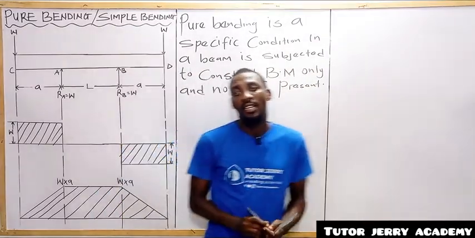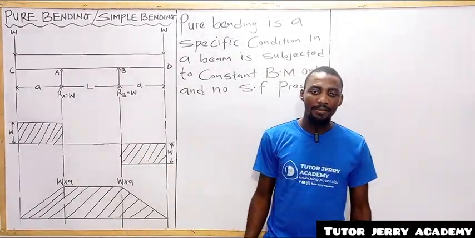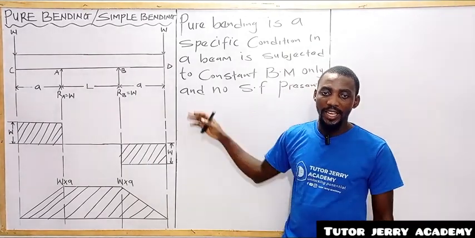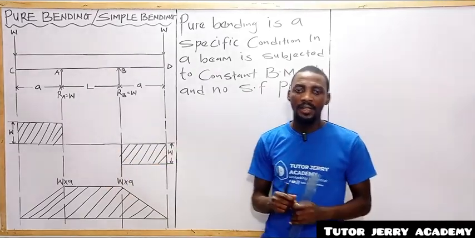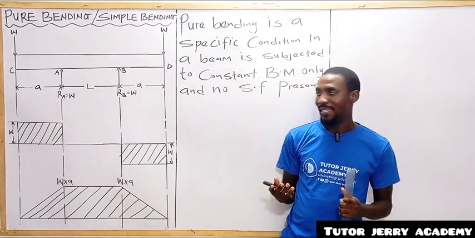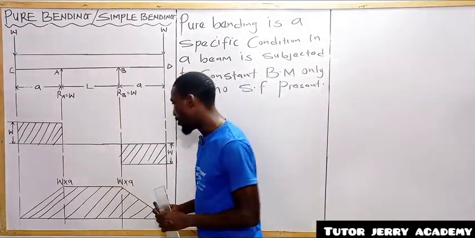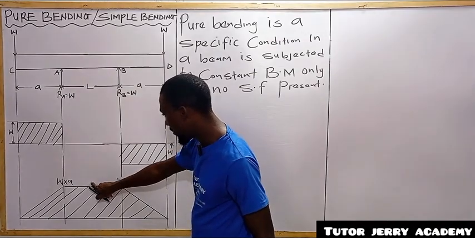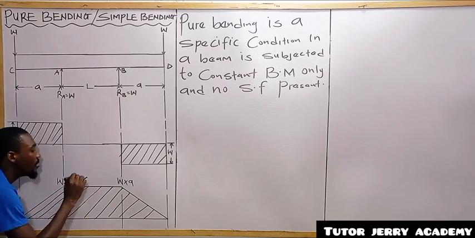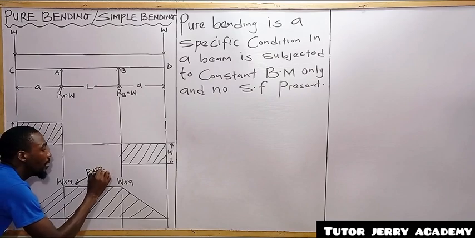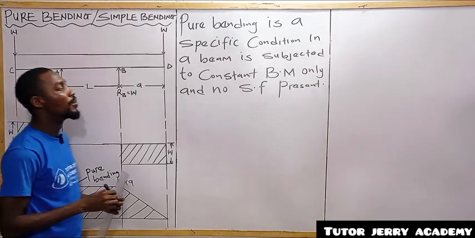So if you look at this diagram, it's telling us that between A and B, the beam is subjected to a constant bending moment and no shear force. So the condition is known as pure bending. The condition between A and B here is known as what? Pure bending. So here is known as pure bending, or you can say simple bending.